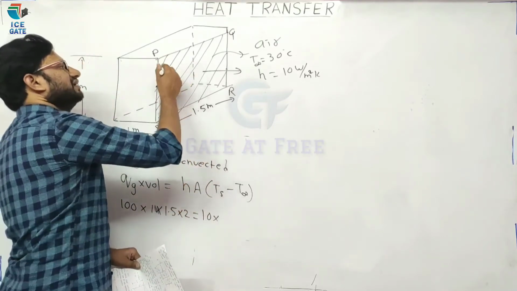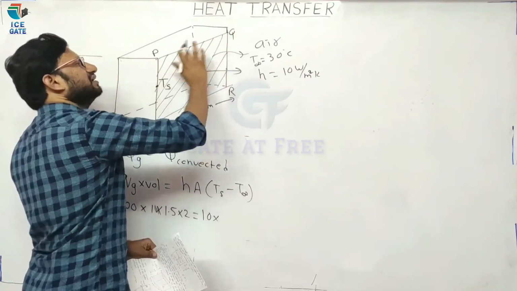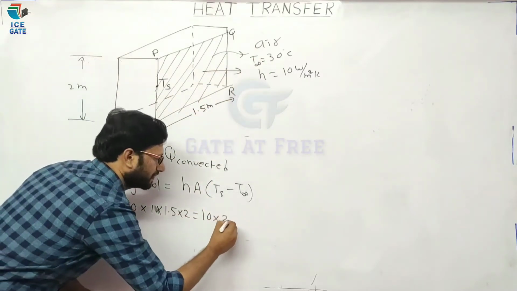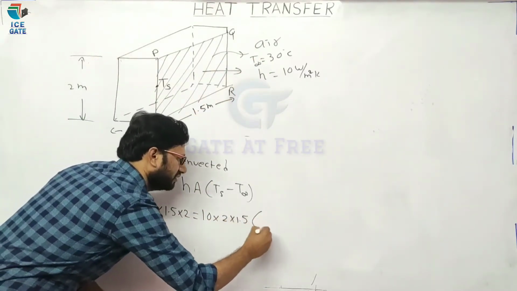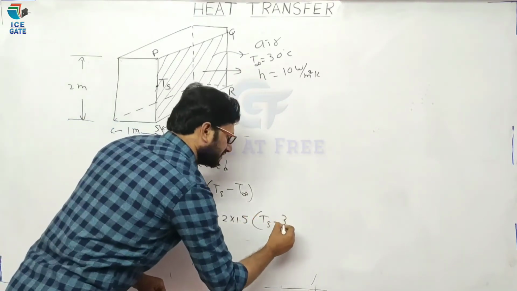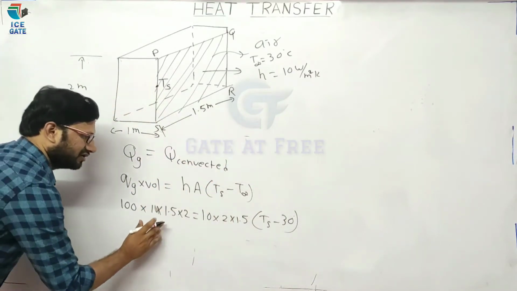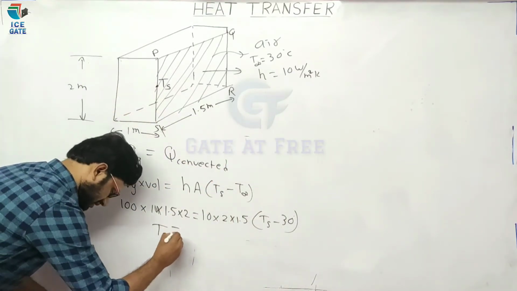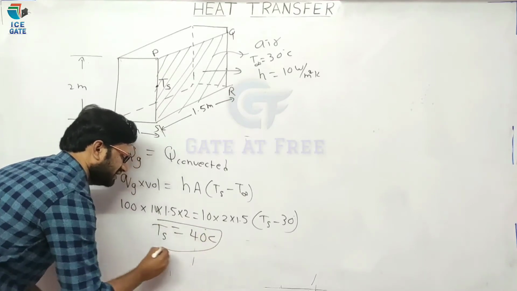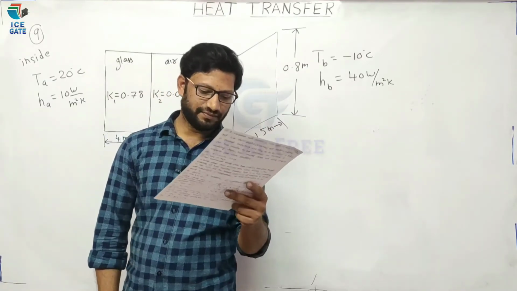Now what is the convected area? Heat is transferring through PQRS. Now we have to calculate this area. What is the height? 2 meter and 1.5, so 2 into 1.5. Ts we have to find out, and T infinity is 30 degree centigrade. Okay. Now by calculating, the surface temperature Ts is equal to 40 degree centigrade. Hope you understood.